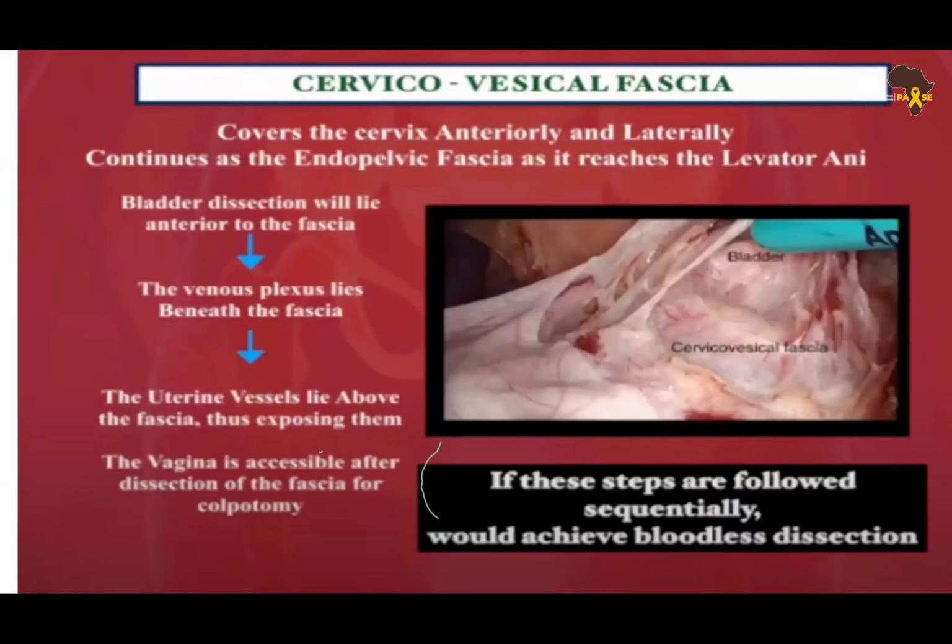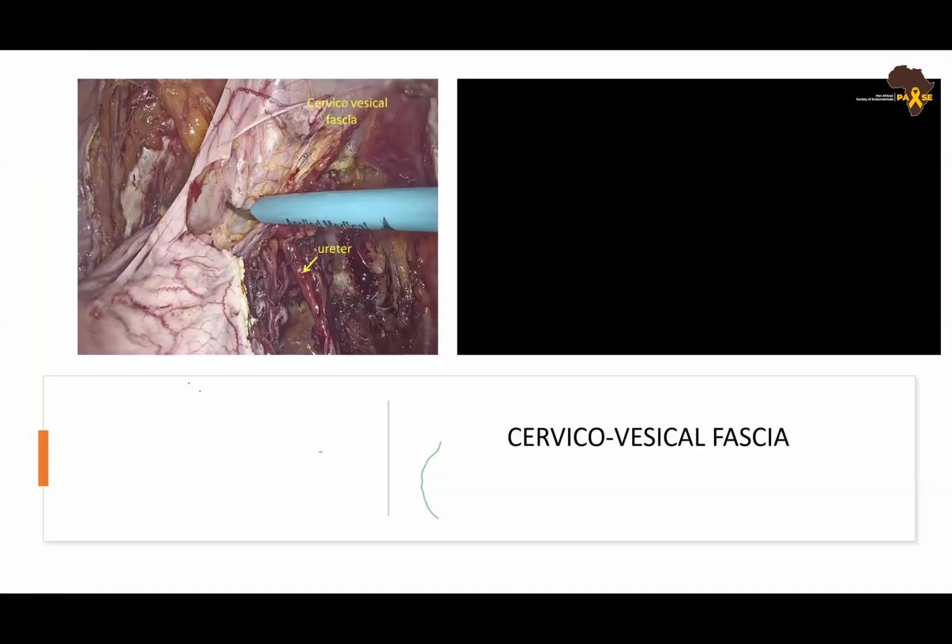So we start with the cervicovesical fascia that covers the cervix anteriorly and laterally, and continues as the endopelvic fascia as it continues posteriorly as well. The bladder dissection in this fascia will lead to leaving the venous plexus beneath the fascia, and therefore you'll have no bleeding and have a bloodless dissection. So it's important to dissect in the right plane to avoid bleeding.